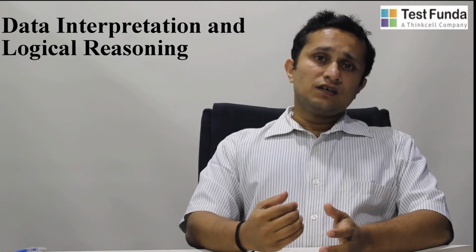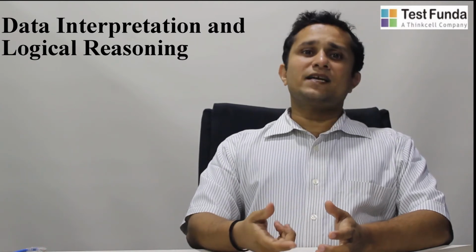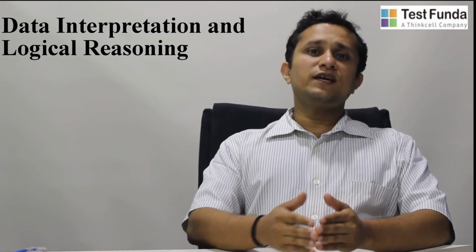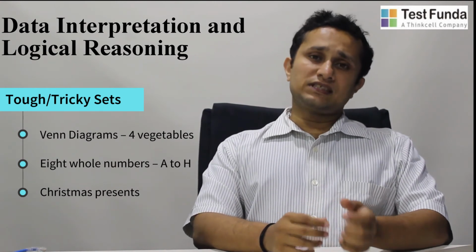Apart from this, there are always 1 or 2 sets where you will probably need time or specialized knowledge, but you will be able to attempt them. So here we have identified 3 such sets that could either have been an alternative or a potential 5th set. One was on Venn diagrams based on 4 vegetables. The other was on 8 whole numbers A to H, which was actually doable but would have taken a lot of time, and one was on Christmas presents. Again, based on linear equations, would have taken a little bit of time. You could have solved any one out of these.